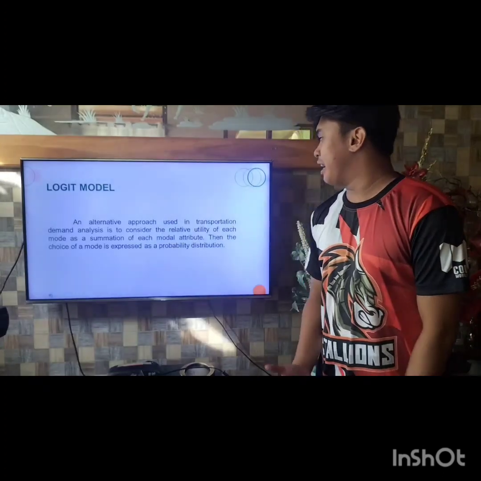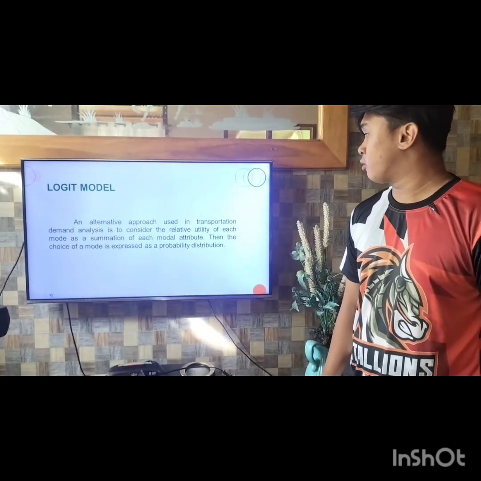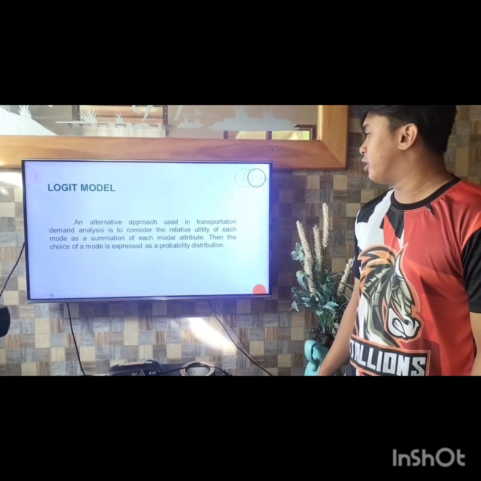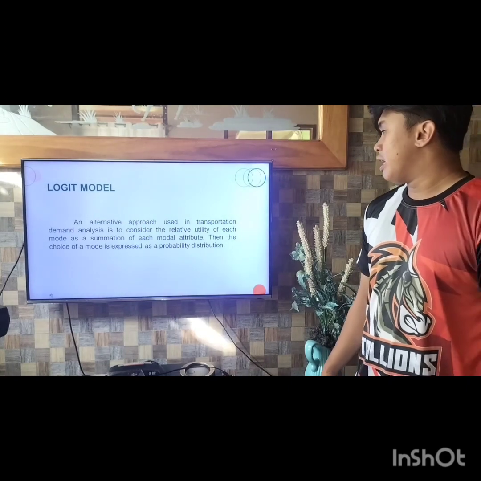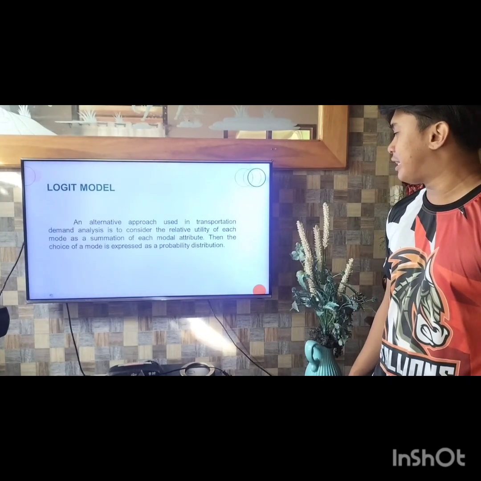A logit model, an alternative approach used in transportation demand analysis, is to consider the relative utility of each mode as a summation of each modal attribute. Then, the choice of a mode is expressed as a probability distribution.